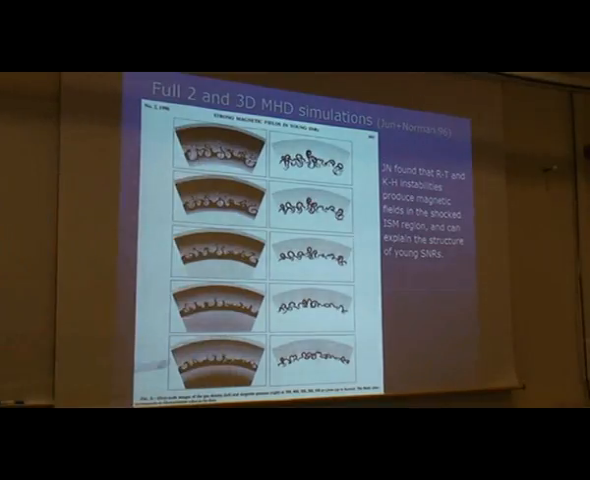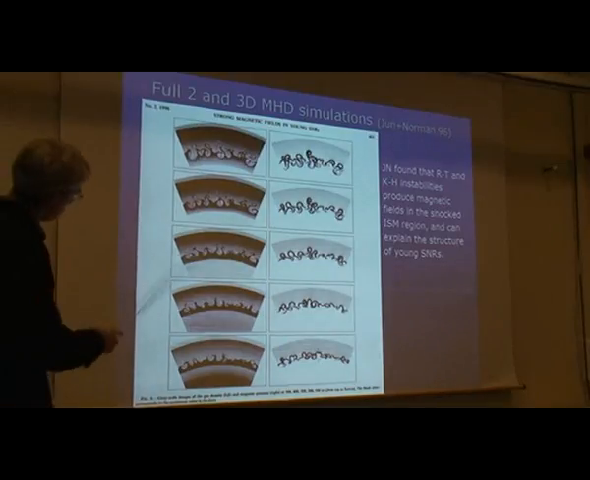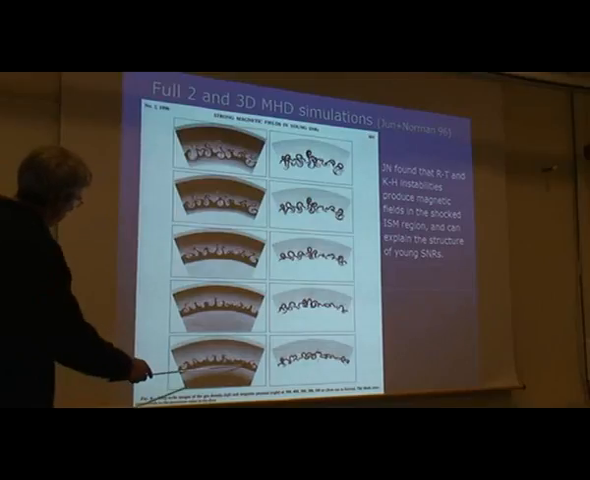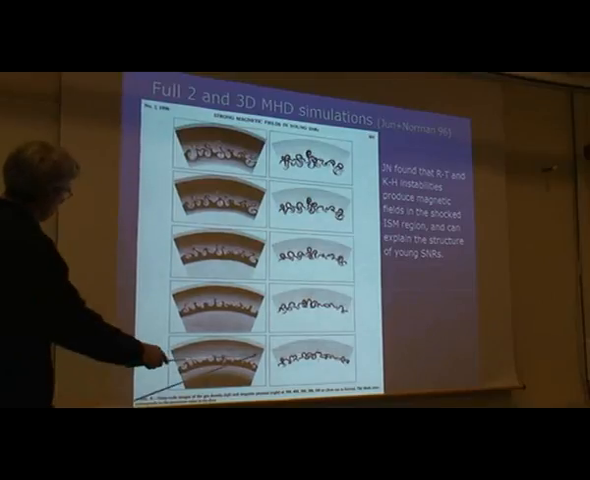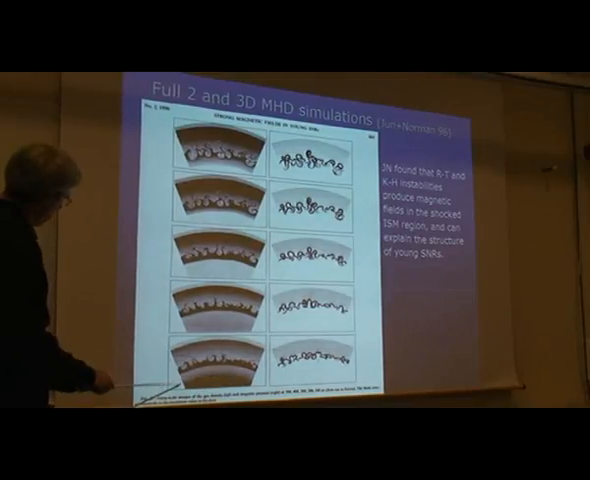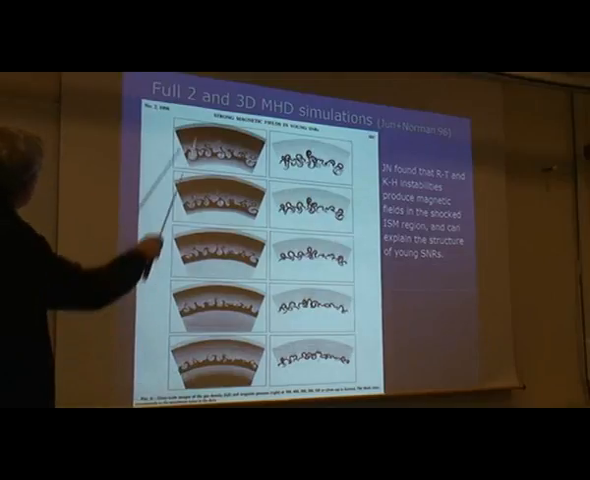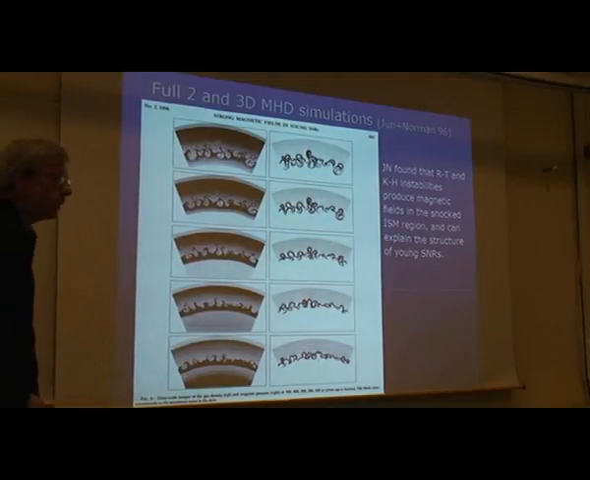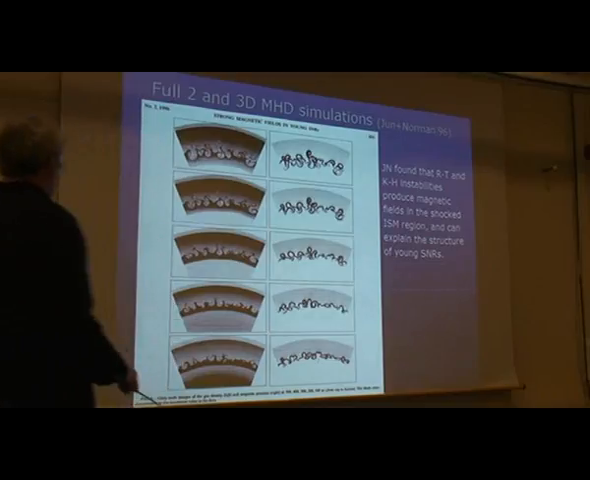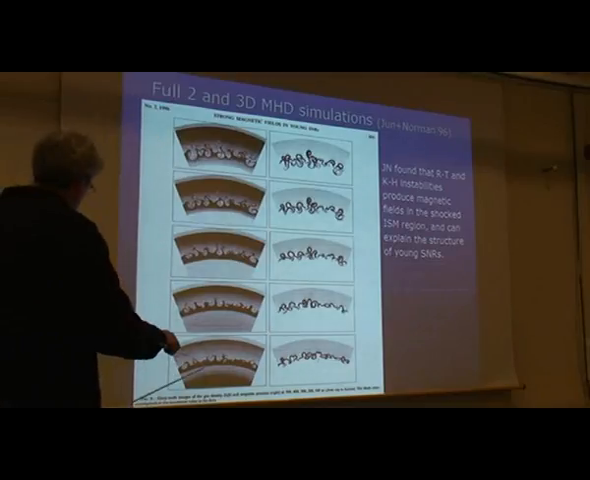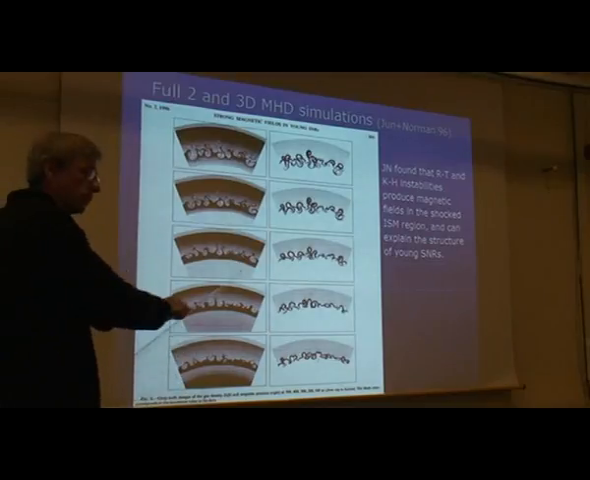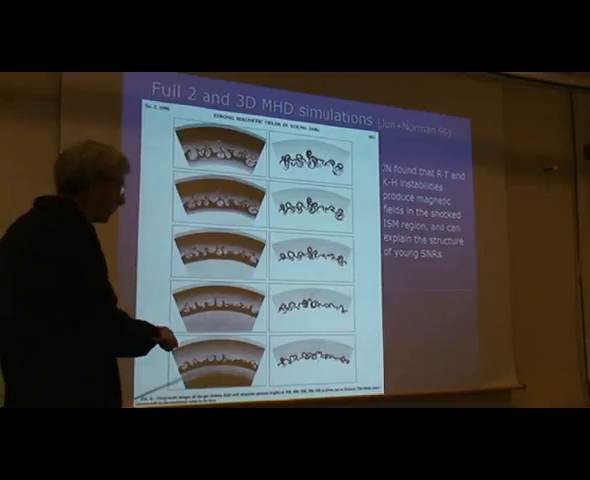But what's more important for me is to show the structure of the tail. So here in this sequence, this is the coordinate. This is the forward shock, and this is the reverse shock. Time goes in this direction. What they find is that very quickly these Rayleigh-Taylor fingers grow from the contact, as you might expect.